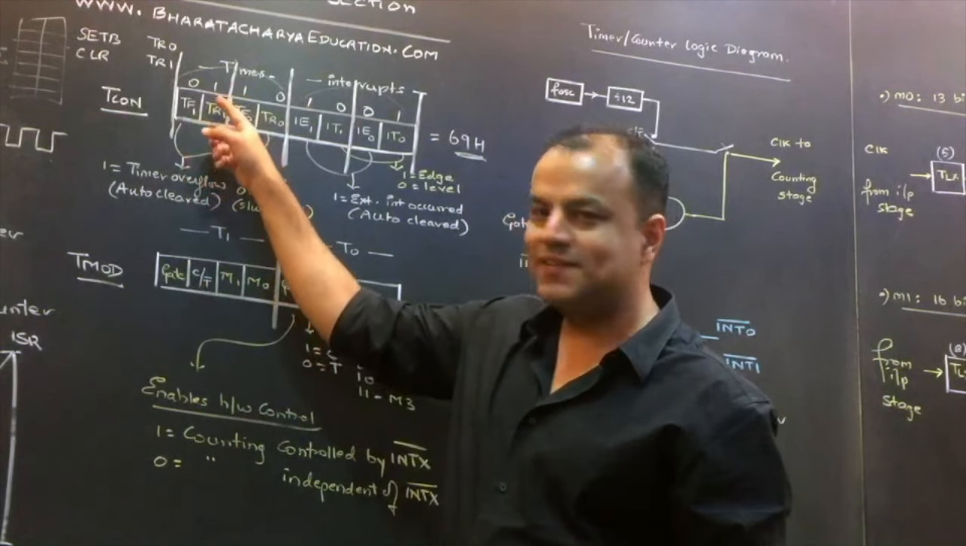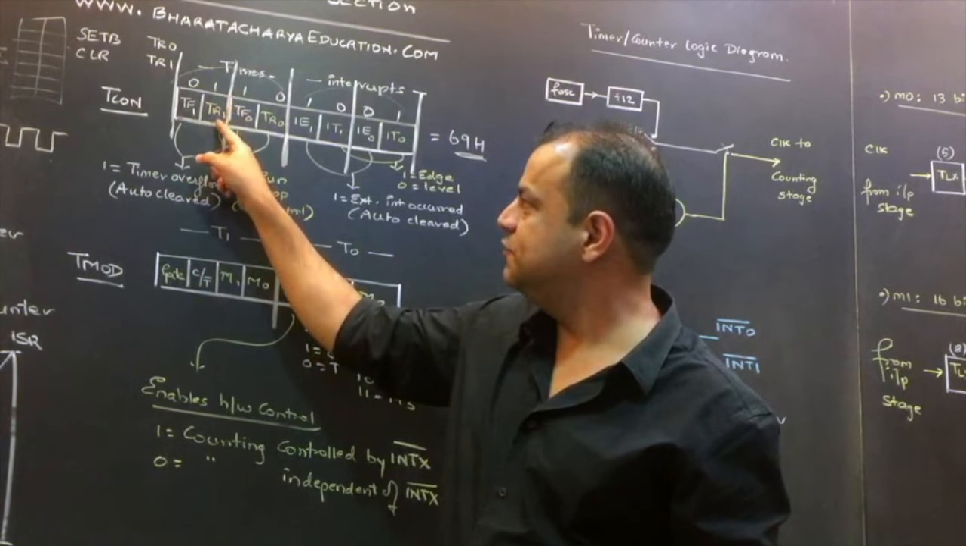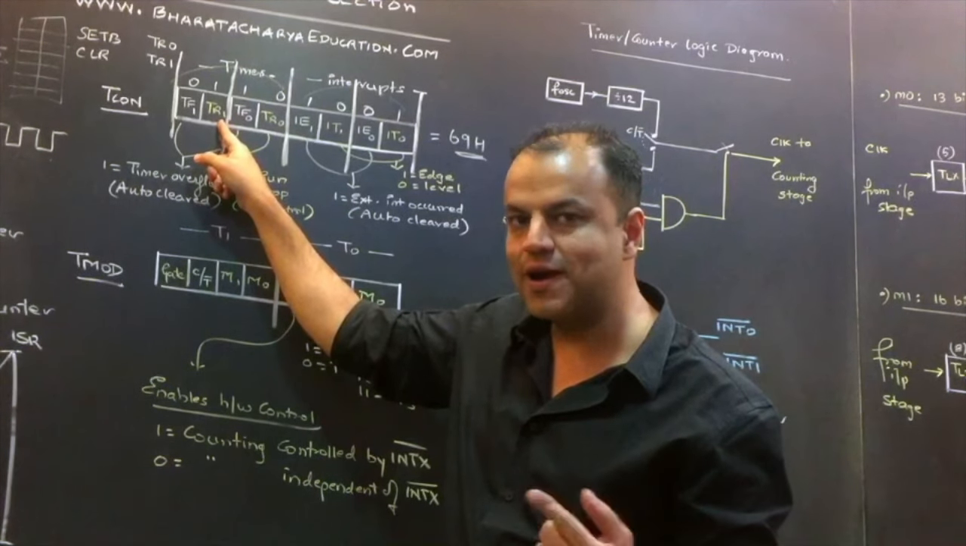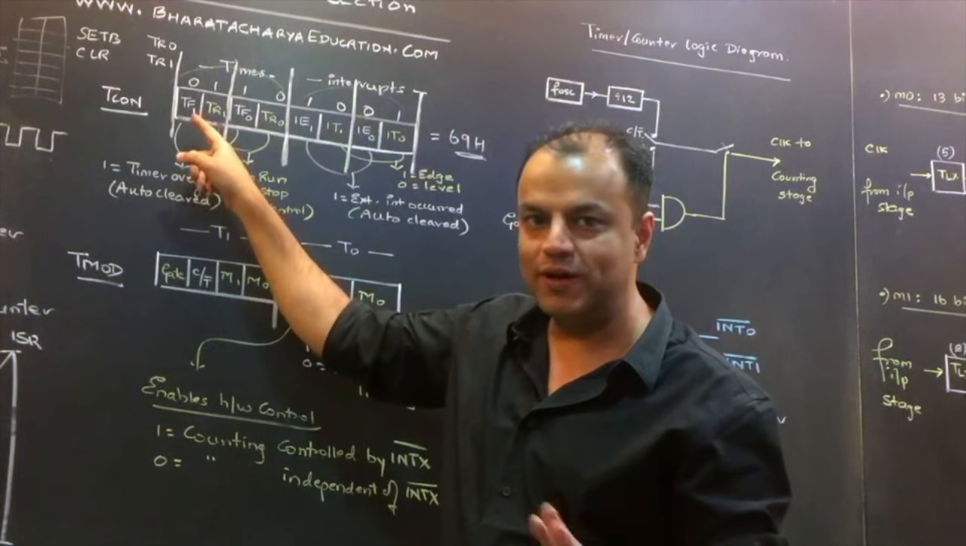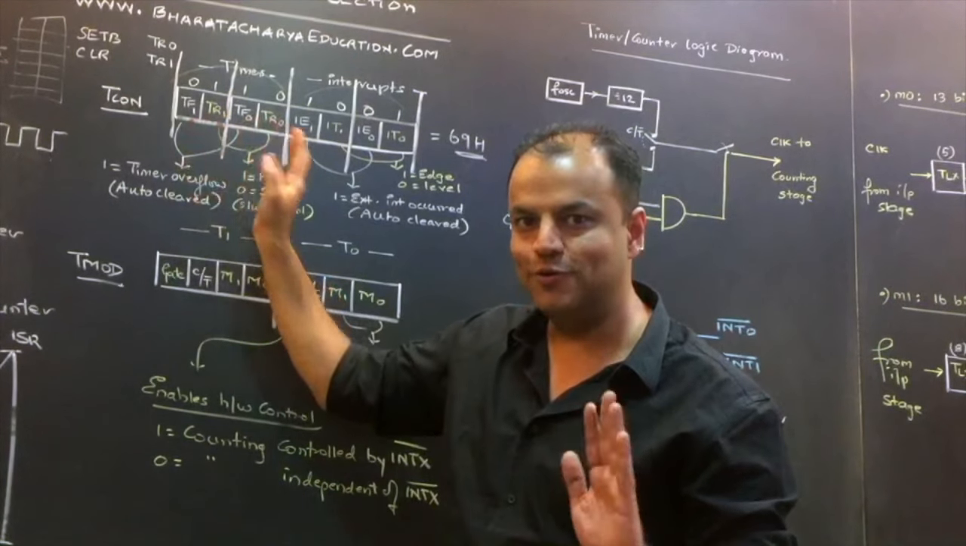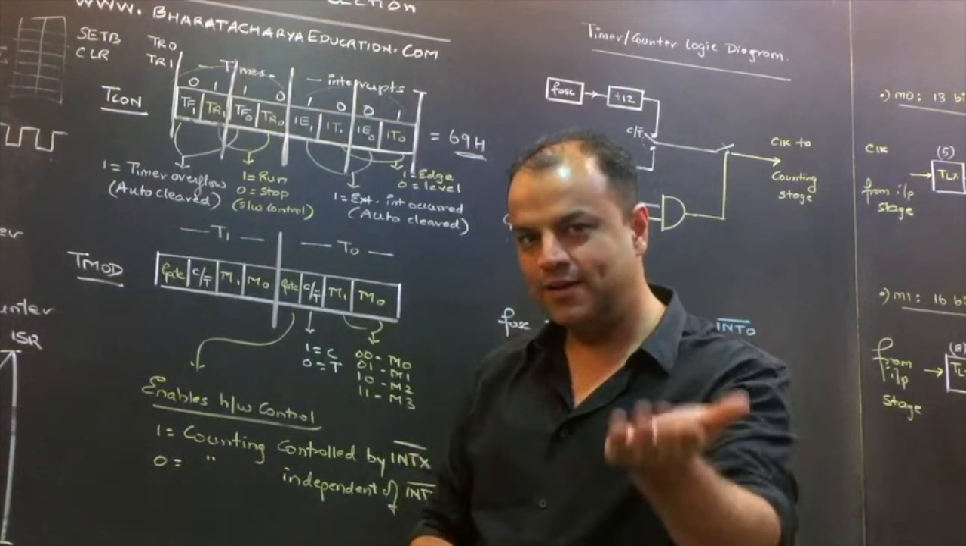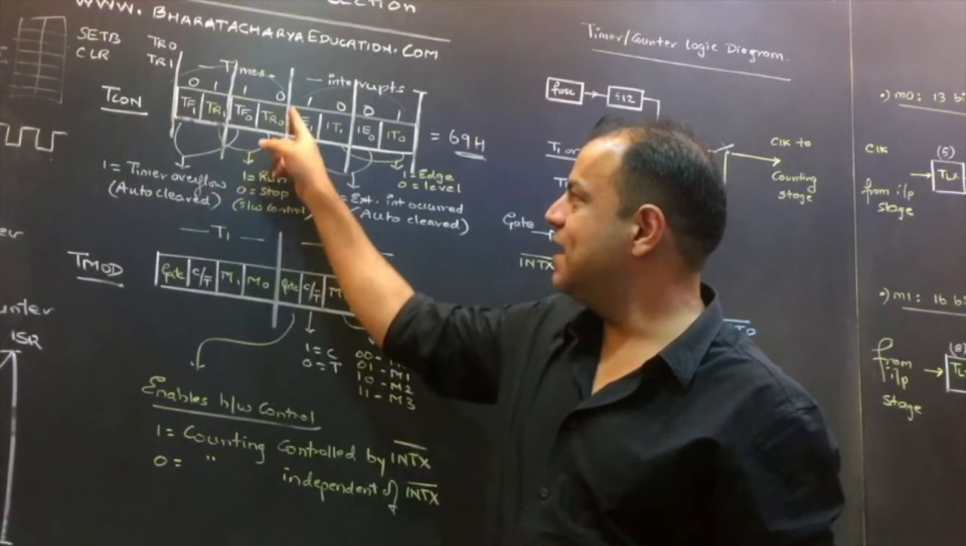Now, these 2 bits are for timer 1. This bit tells you that timer 1 is running. It is counting. This bit tells you it has not yet overflown. Do you understand? It is counting, but it has not reached overflow. Is that clear? The other one, these 2 bits are for timer 0.